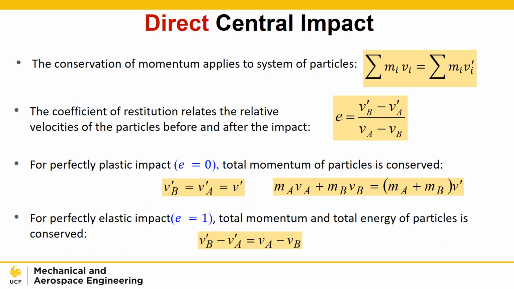For perfectly elastic impact, the coefficient of restitution E is equal to 1. The relative velocity of the particles after the impact, Vb prime minus Va prime, is equal to the relative velocity of the particles before the impact, Va minus Vb. For perfectly elastic impact, the total momentum and total energy of the particles is conserved.